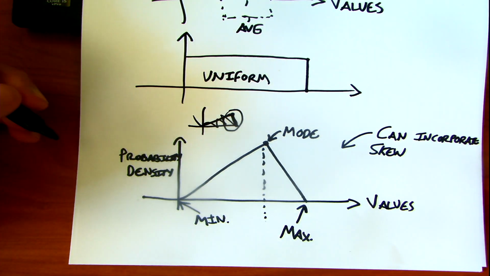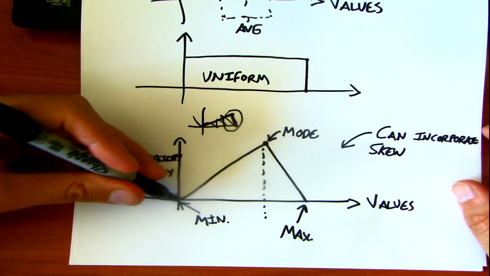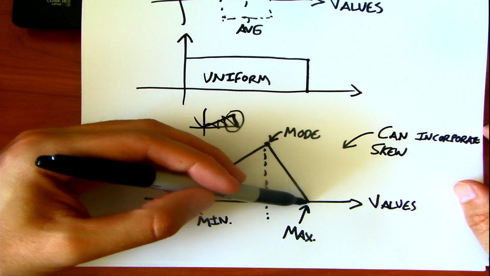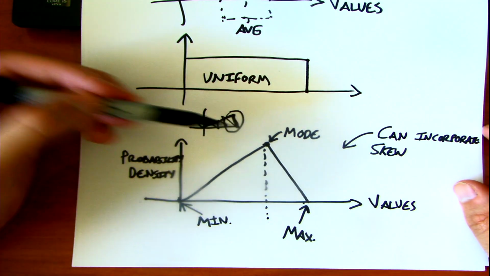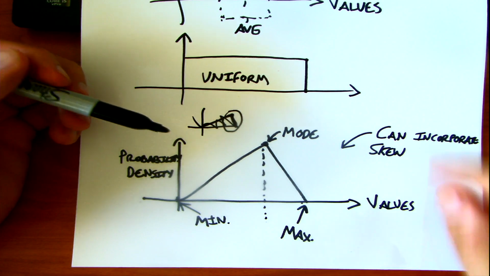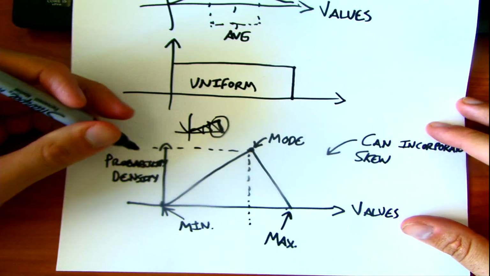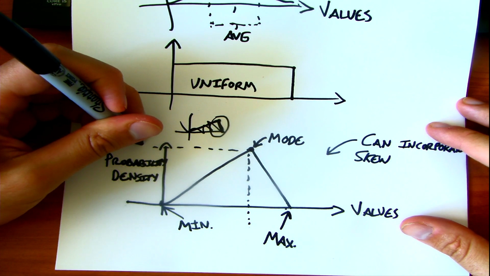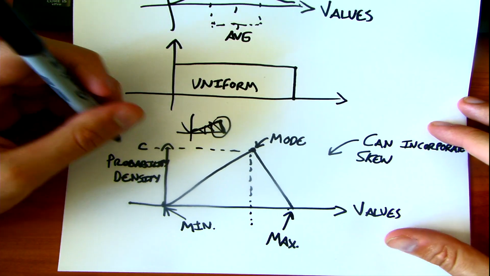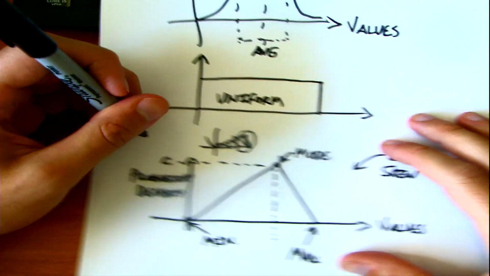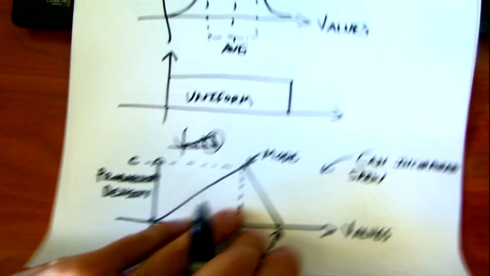So if we know that the min is down here, that's a zero probability density at that point, same with the maximum. The only question is, how do we get where the mode is? So the mode, call the probability density of the mode C, and that, see if I can find a spot for it.